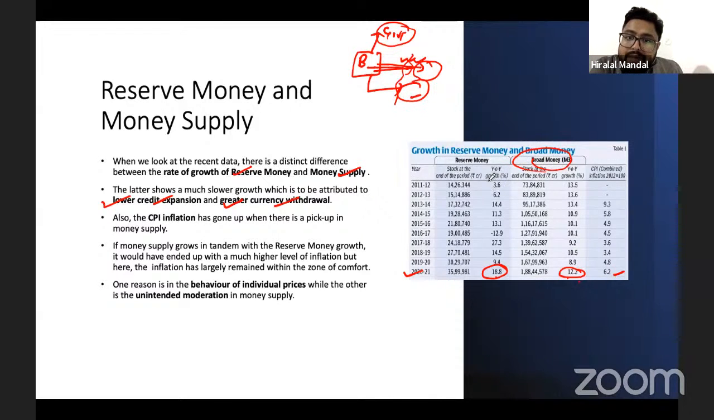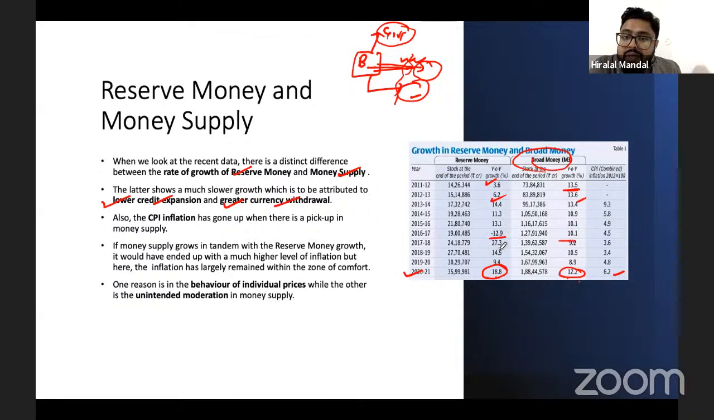What used to happen? If the reserve money is increasing by 3.6%, the broad money used to increase by 13.5%. Why? Because people used to deposit more money with the banks. So here you see the relationship. If the reserve money is increasing, the broad money is increasing faster than the reserve money. This is the relationship we have seen most of the time.